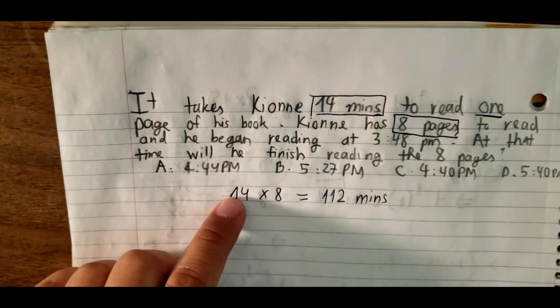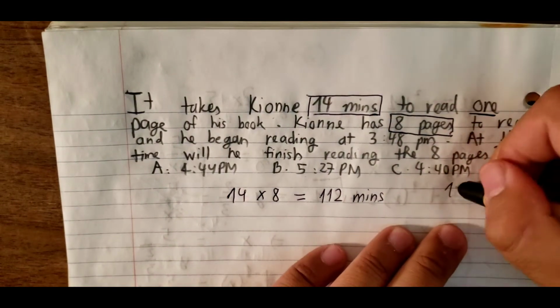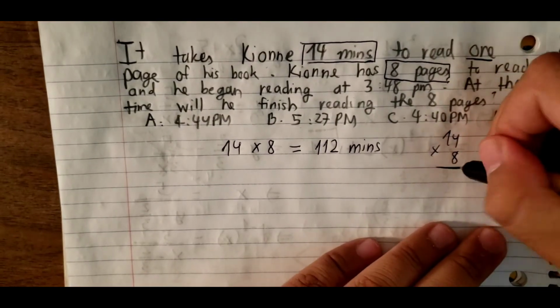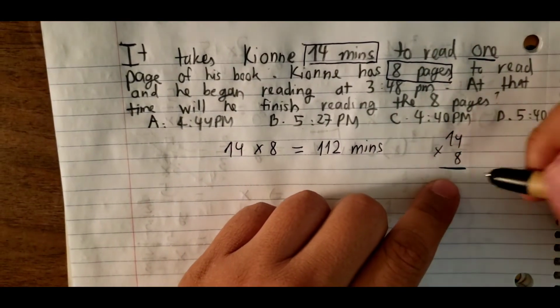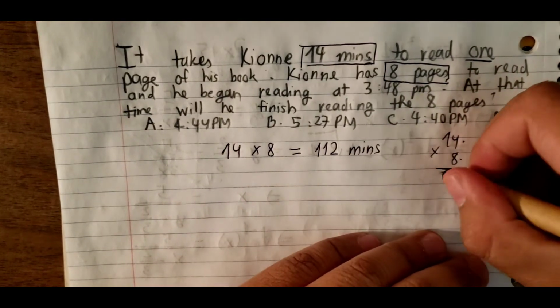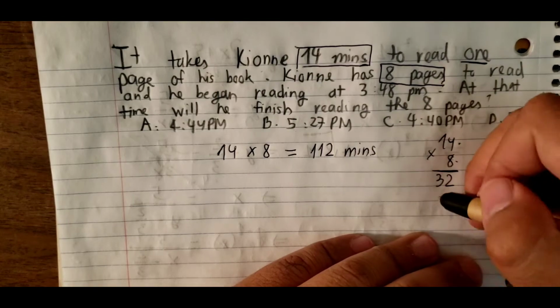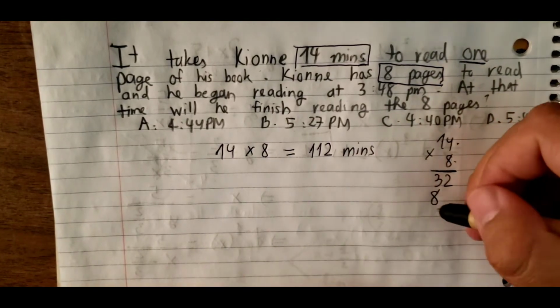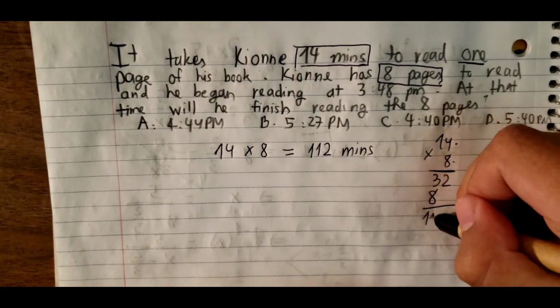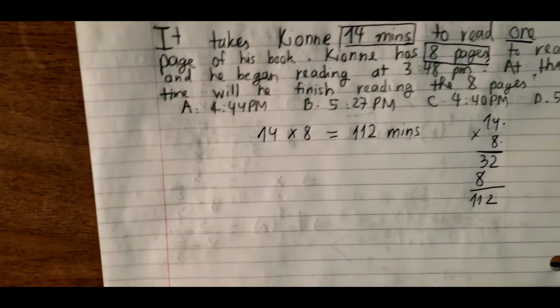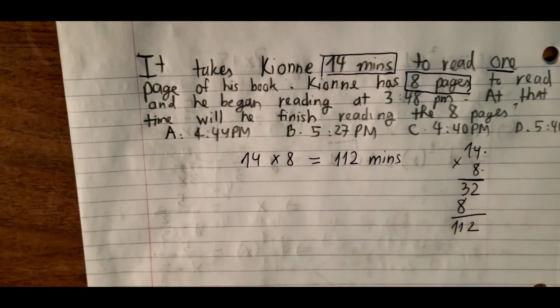To do this multiplication, we just put it like this. Here I will show you how to do the multiplication. 8 multiplied by 4 is 32. And 8 times 1 is 8. So we get 112. So that is the first step.